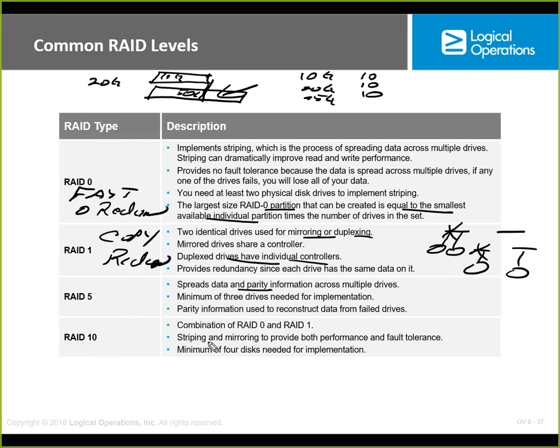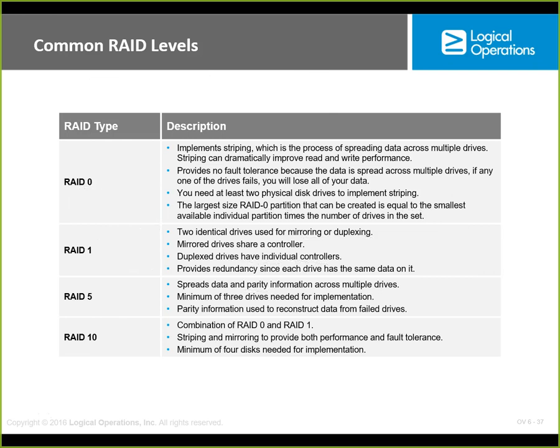RAID 10 is a combination of RAIDs 1 and 0. So what it has, and I've got a picture, it'll be a little bit better, but it is a stripe. We have the two with a stripe, and then we mirror the stripe so that we have speed and redundancy at the same time. And it requires a minimum of 4 disks in order to implement that.